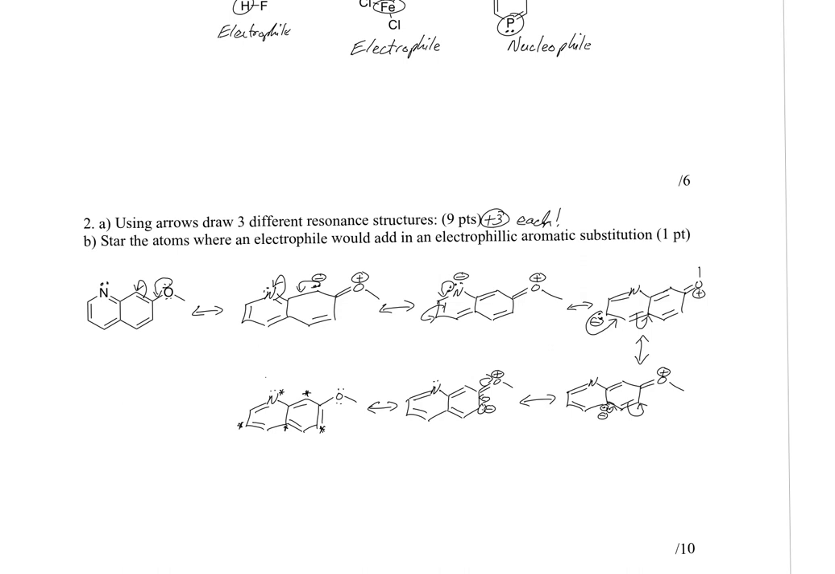So a couple of good questions. I will always be sure to tell you how many resonance structures to draw, so you don't need to do all of these. I drew more than you needed. I asked for 3 and I drew 5 just for completeness, so people could see that. So I will always tell you. And another question is how many arrows to use.